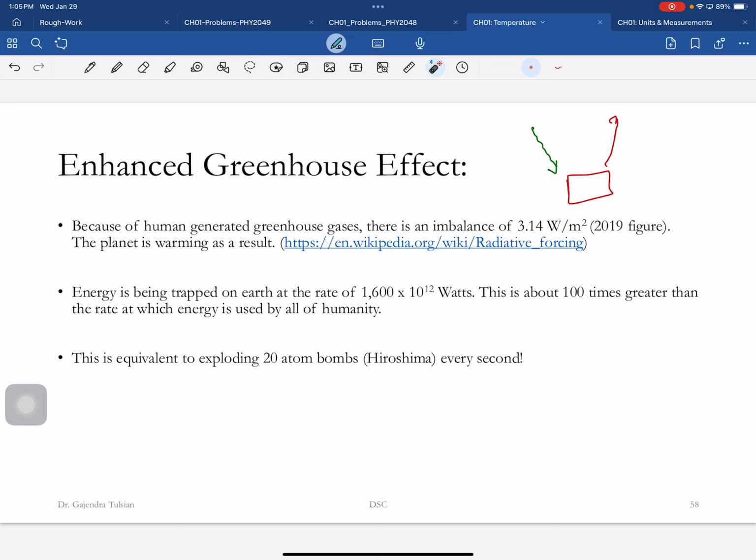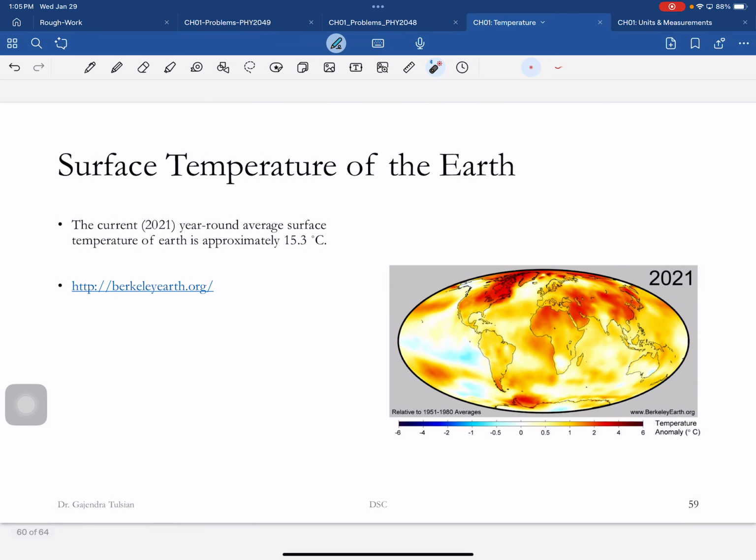That number doesn't mean anything, or at least it doesn't give you a perspective. Here's what it means. You're trapping heat at that rate, and that's like exploding 20 atom bombs every second. All the time, and trapping the heat. So there's the current temperature.